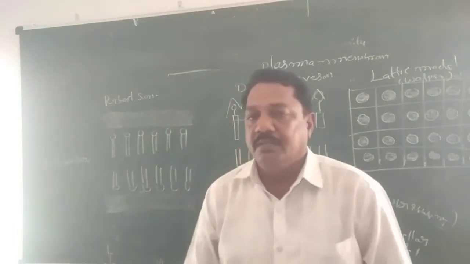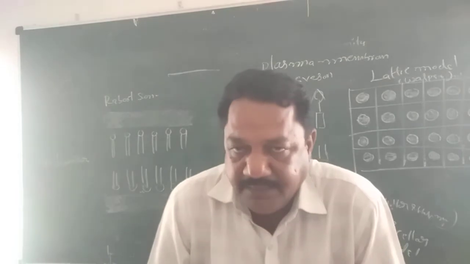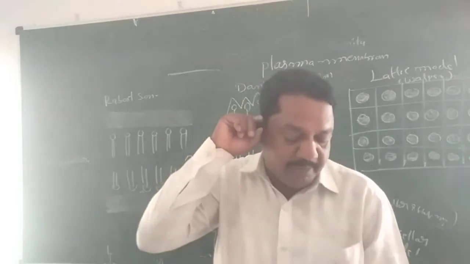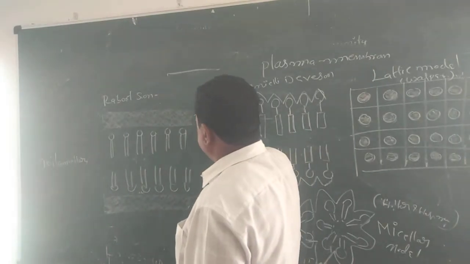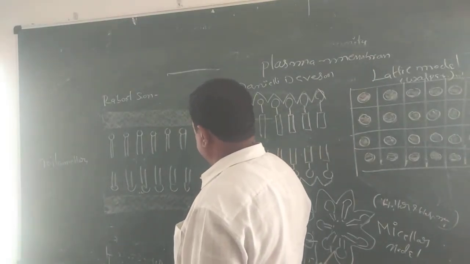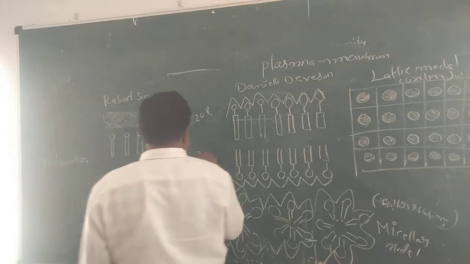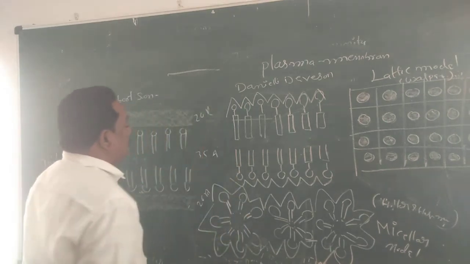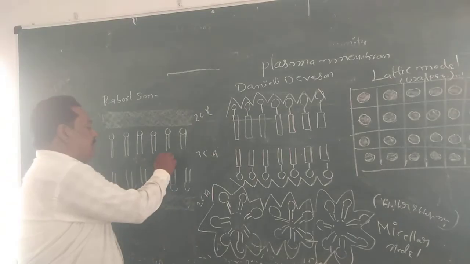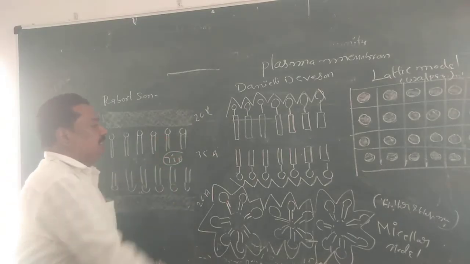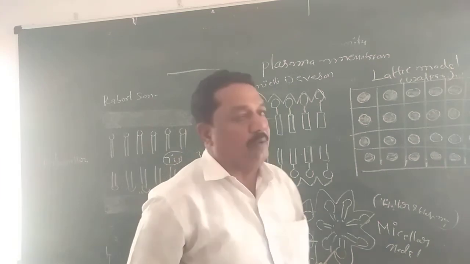According to Robertson, the plasma membrane is made of three layers. The outer layer is approximately 20 angstrom in thickness. This is 20 angstrom, both outer and inner. The middle layer is 35 angstrom in thickness. What is the total thickness? Total 75 angstrom thickness is present in the plasma membrane according to Robertson.